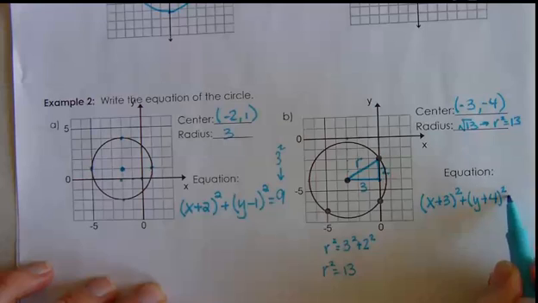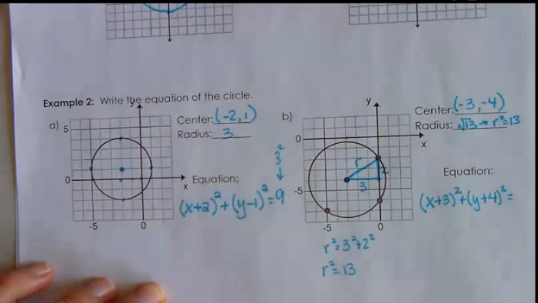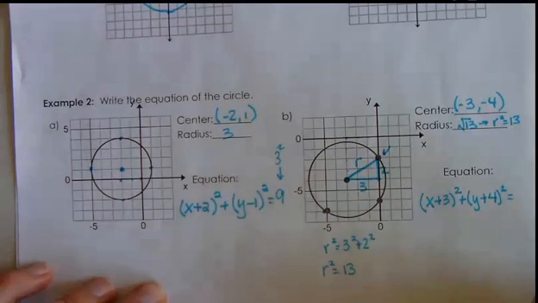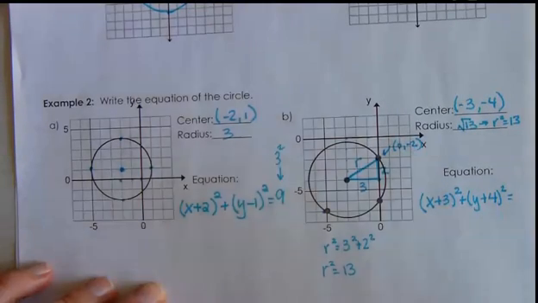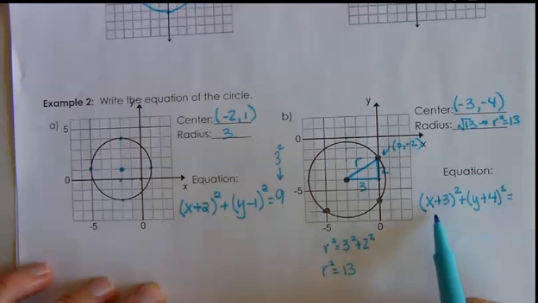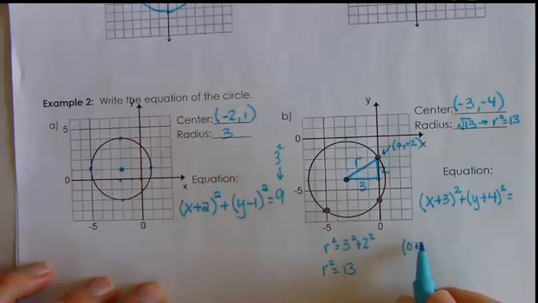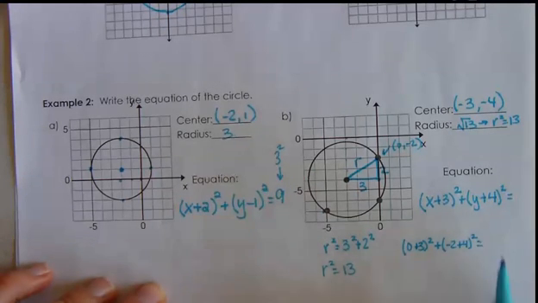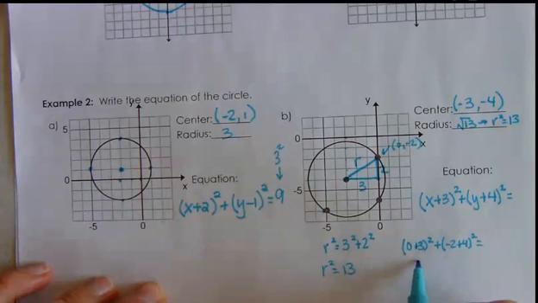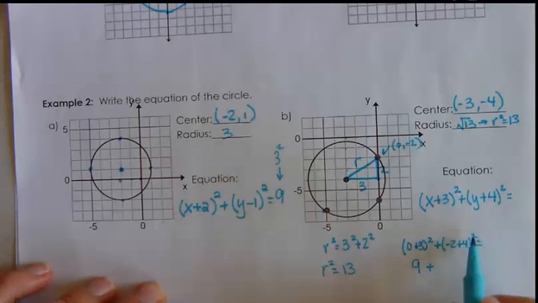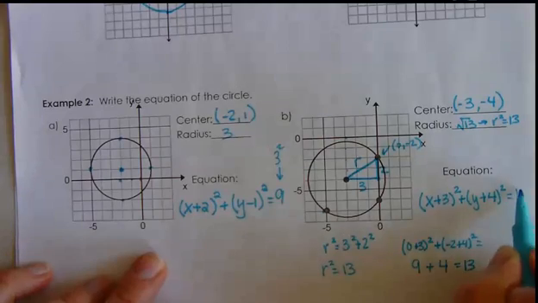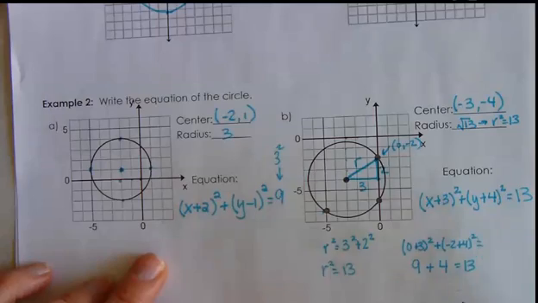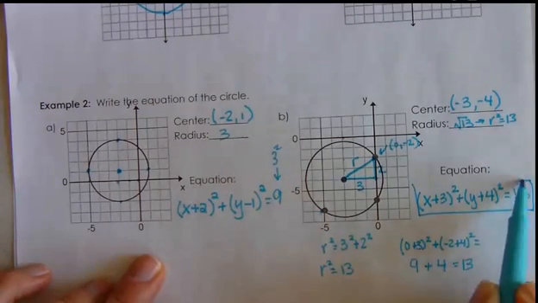Now, let's say we didn't know that that r squared was 13. What we could do is plug in any one of these ordered pairs. So if I chose to plug in this ordered pair, which is 0, negative 2, and I plugged in 0 here, well, now I've got 0 plus 3 squared plus y is negative 2 plus 4 squared. That's going to give me what this is right here. So there's my 9. Negative 2 plus 4 is 2. Squared is 4. There's that 13. Okay, because whatever ordered pairs these are, they have to work in your equation. How cool is that? Okay, so a couple different ways that you can do that.